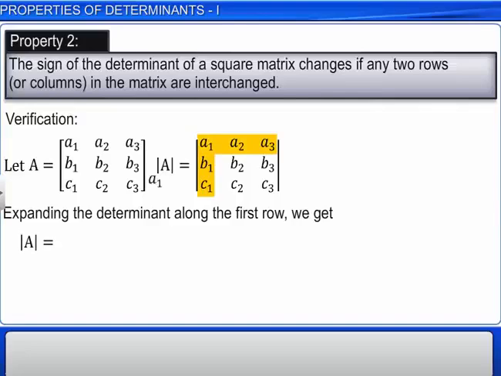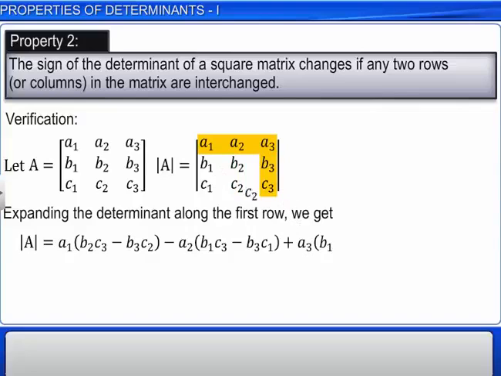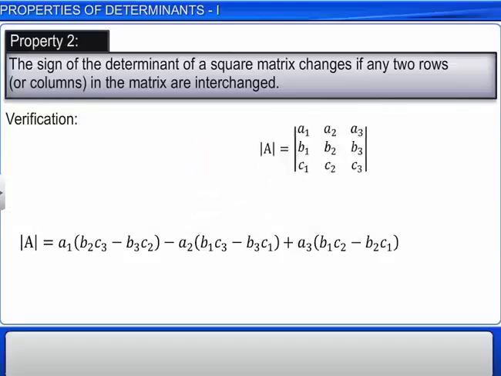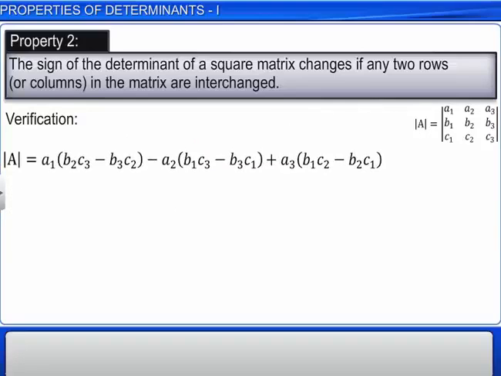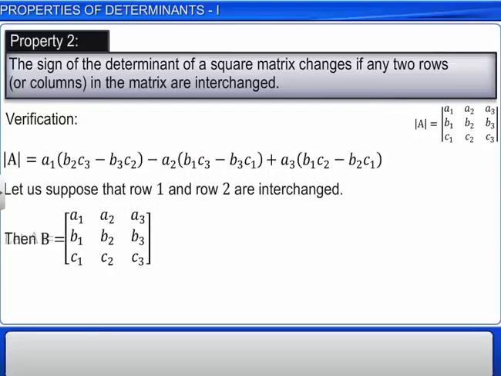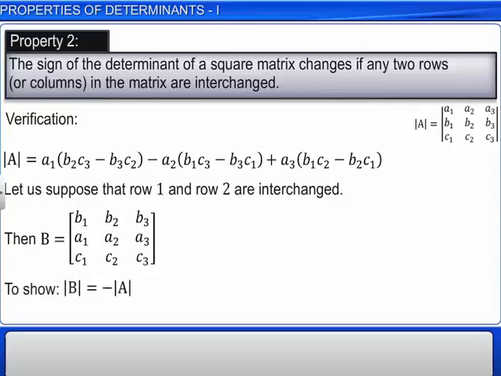we get A1 times of B2C3 minus B3C2, minus A2 times of B1C3 minus B3C1, plus A3 times of B1C2 minus B2C1. Now, let B be the matrix obtained by interchanging the first two rows of matrix A. To verify the property, we have to show that the determinant of matrix B is the negative of the determinant of matrix A.